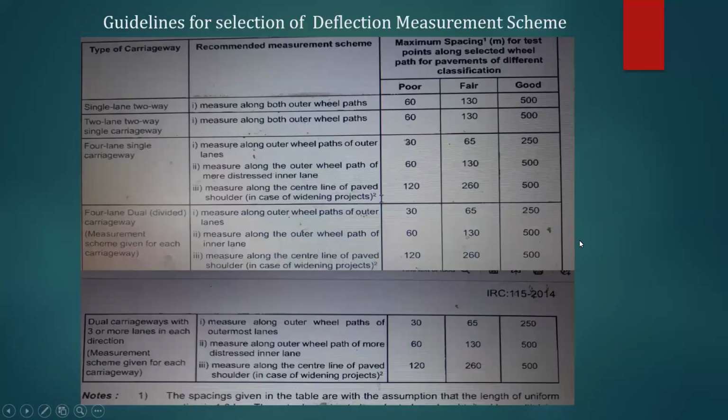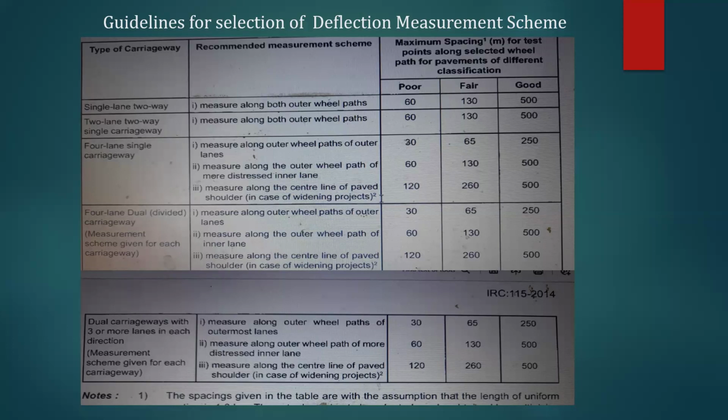But other than that, in the longitudinal direction, at what interval do I have to measure the deflections? IRC has specified some distances. It all depends upon the type of the carriageway, and in the longitudinal direction, observe here the maximum spacing in the wheel path direction. Based on the type of the carriageway, how you have to conduct the test and at what location is given in IRC 115.